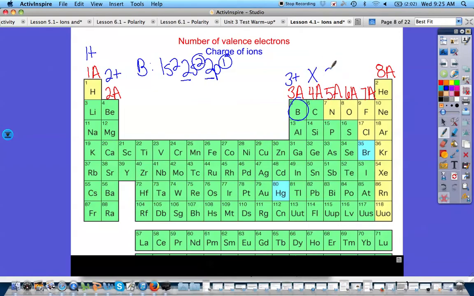5A, we're going to gain 3 electrons to get to 8, giving it a 3 minus charge. Oxygen's group is going to gain 2 for a 2 minus charge, and then our halogens are going to gain 1 for a 1 minus charge.